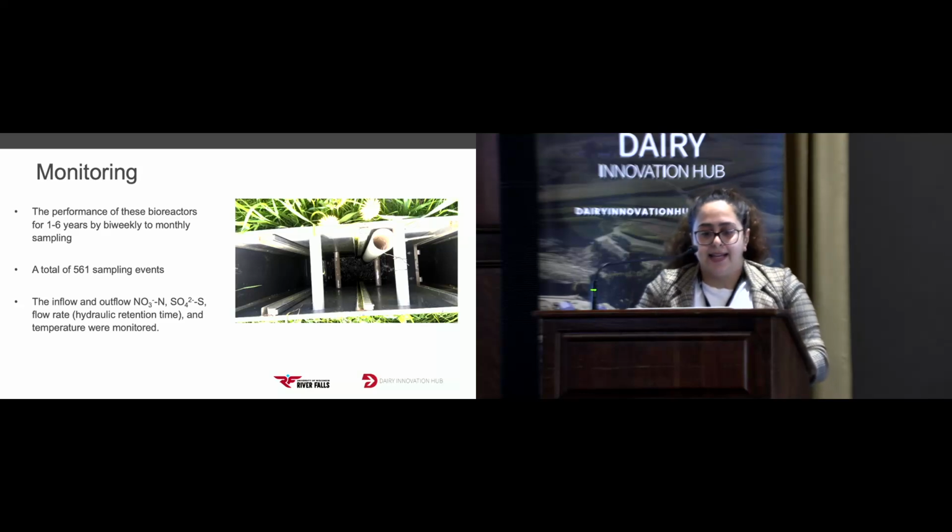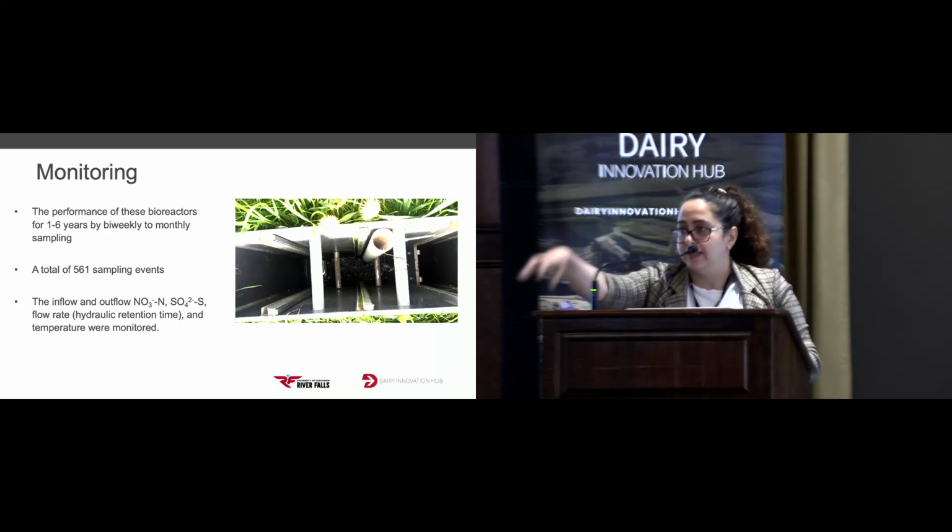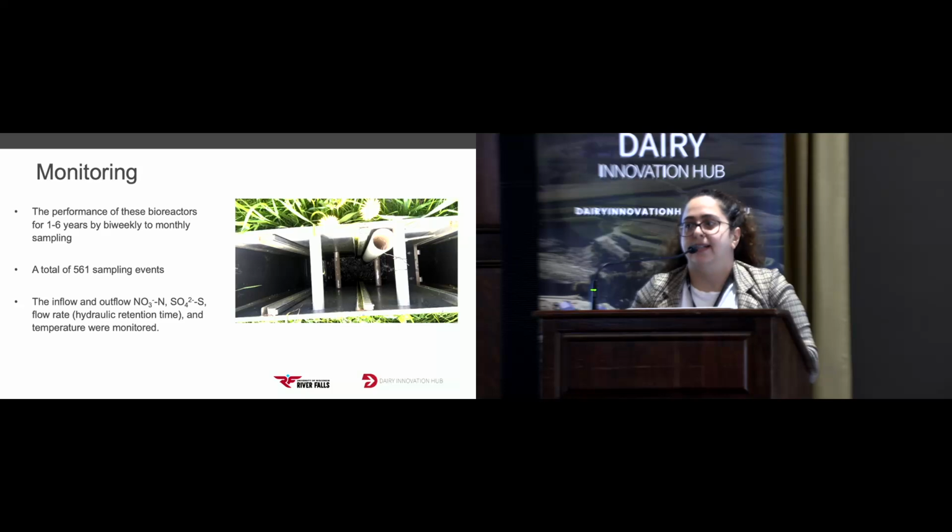We got more than 1,000 samples, with 561 sampling events. When we go to the field site, we take the water sample or samples and then analyze them for nitrate, sulfate, and dissolved organic carbon in some cases. And we also measure the flow rates and temperature, the things that you should measure to be able to do that characterization.